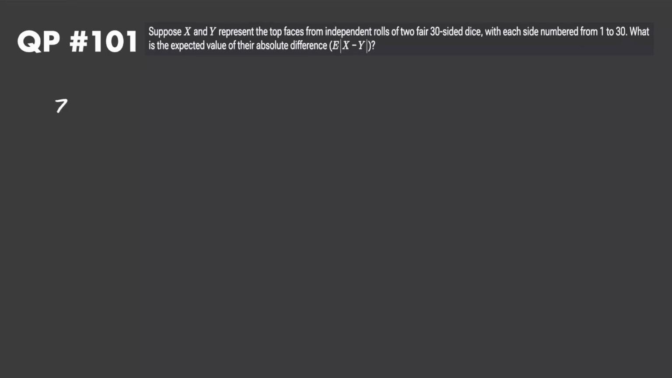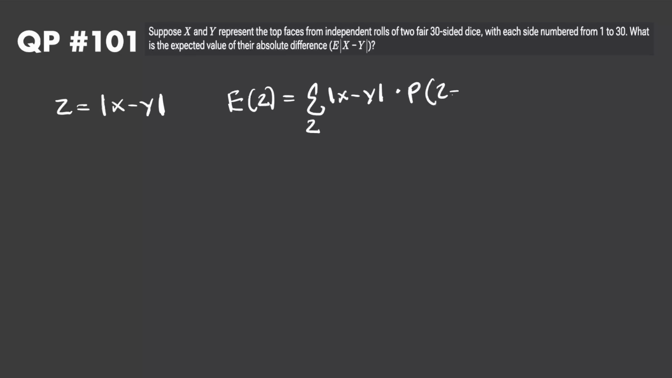So let's let z be a new random variable and that's just going to represent the absolute difference between x and y. And no, I cannot use linearity of expectation here because this absolute value function is not linear, right? It looks like this. So if I just take the definition of expected value here, the expected value of z is just going to be equal to the sum over all the possible values that z can take of this function right here, x minus y, and then times the probability that z is equal to little z.